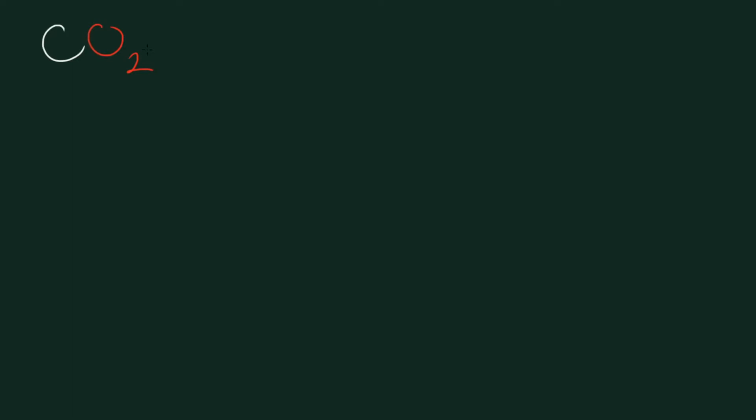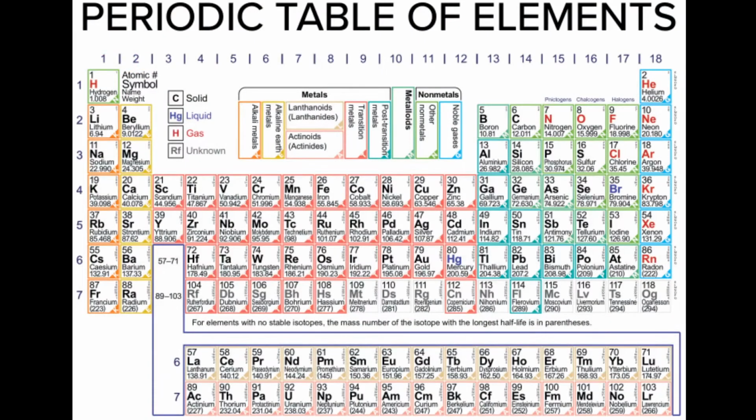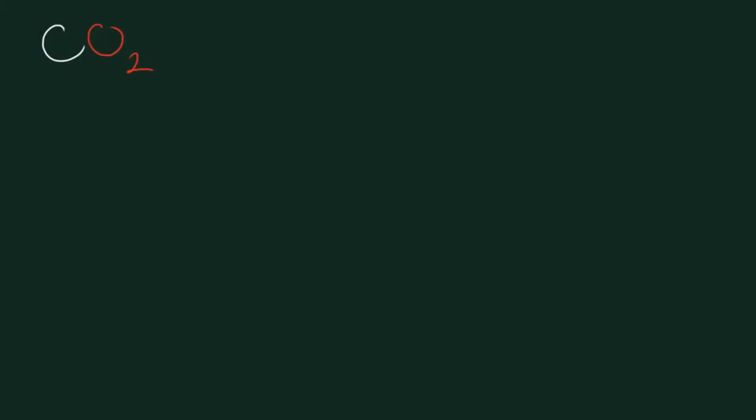Alright, in this example, let's try to do CO2. If you look at a periodic table, carbon is going to be in group 14, so it'll have 4 valence electrons. Oxygen is in group 16, so it'll have 6 valence electrons. So let's count our valence electrons. For carbon, it only has 4 valence electrons, and it'll have only 1 carbon atom. So that'll be 4.